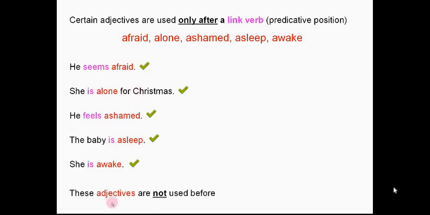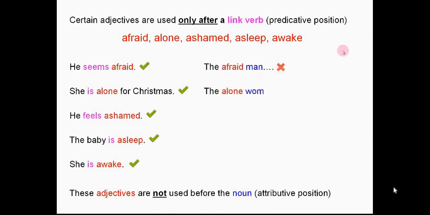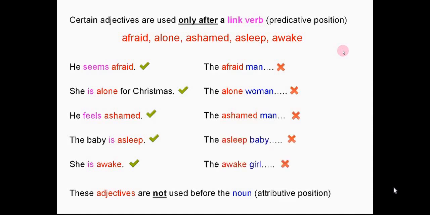And all of these adjectives are not used before the noun. They are not used in the other position. So we do not say the afraid man. The alone woman is wrong. The ashamed man is wrong. The asleep baby is wrong. And the awake girl is wrong.